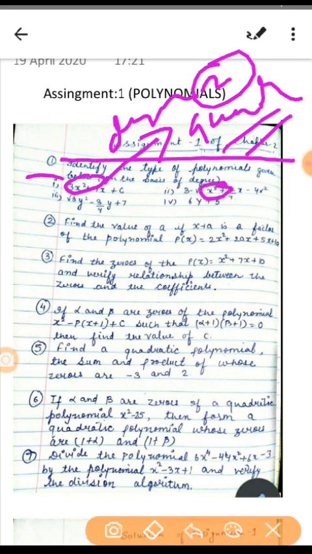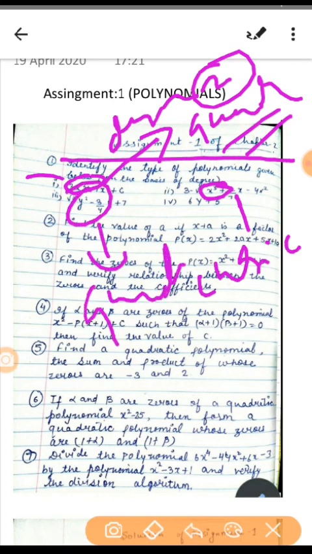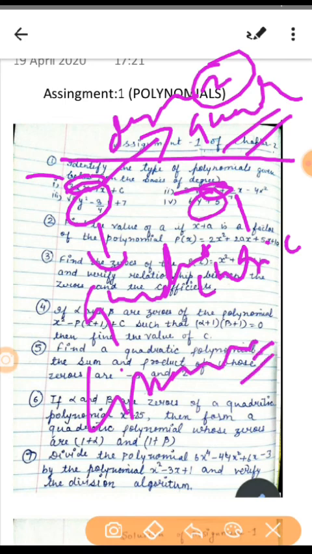Here highest power is 3, degree is 3, that is cubic polynomial. Here again highest power is 2, degree is 2, means quadratic polynomial. Here highest power is 1, means degree is 1, that is called linear polynomial. Very easy. Then let us move to question number 2.